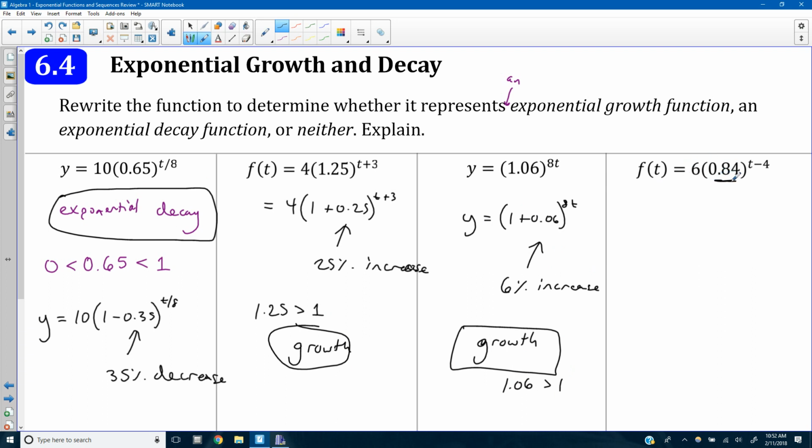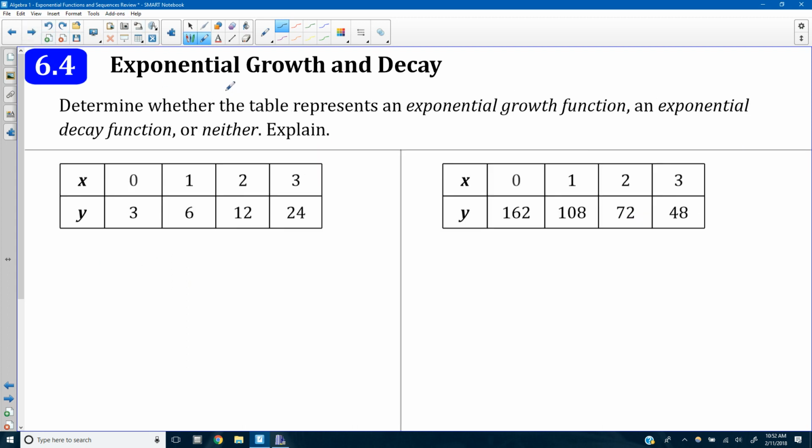This number is less than 1. It's between 0 and 1. So this is decay. You take 84% of your value, you are less than 100%, right? It's 16% off. 100 minus 16 is 84. So it's 16% decrease. Decay, growth, growth, decay. Okay? All right, some more on this stuff here.